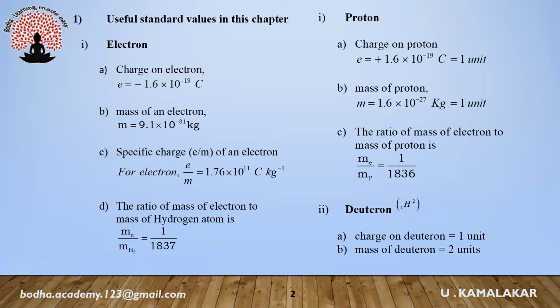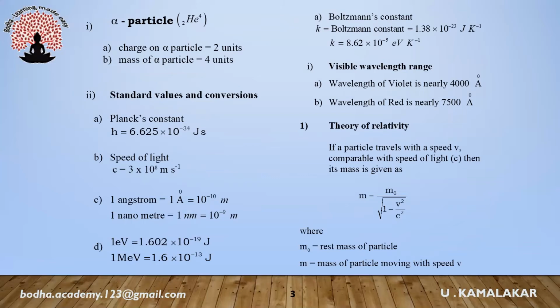Charge on proton is positive and the value 1.6 × 10^-19 coulomb is taken as 1 unit. Mass of proton is 1.6 × 10^-27 kg and this value is considered as 1 unit. The ratio of mass of electron to mass of proton is 1 by 1836. The charge on deuteron is 1 unit. The mass of deuteron is 2 units. The charge on alpha particle is 2 units. Mass of alpha particle is 4 units.